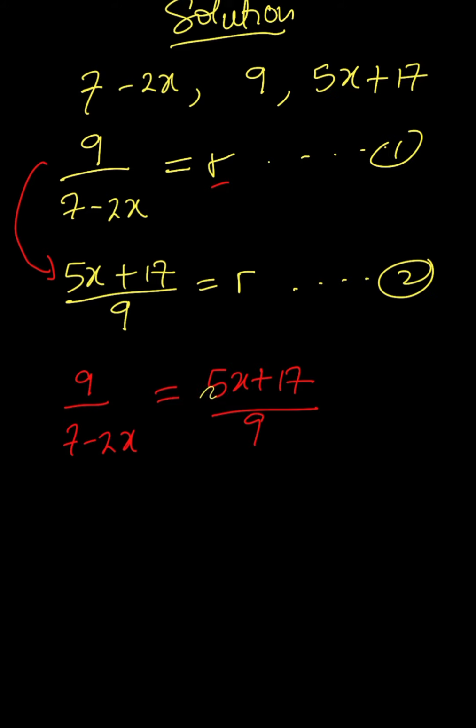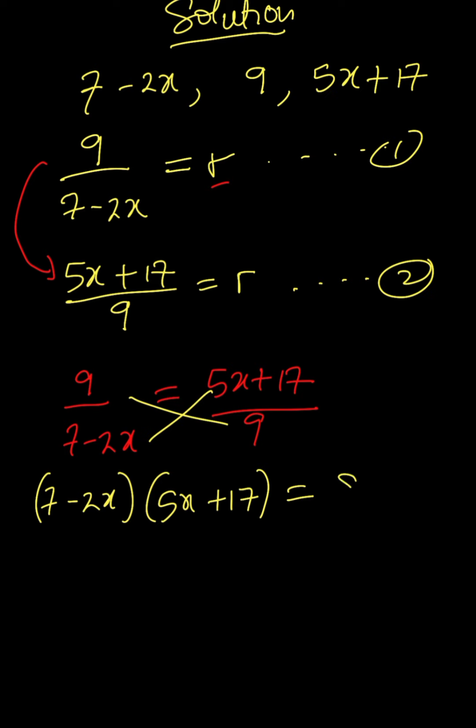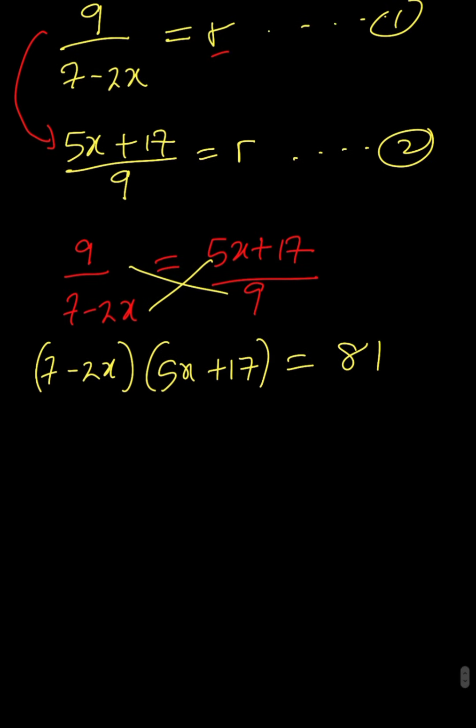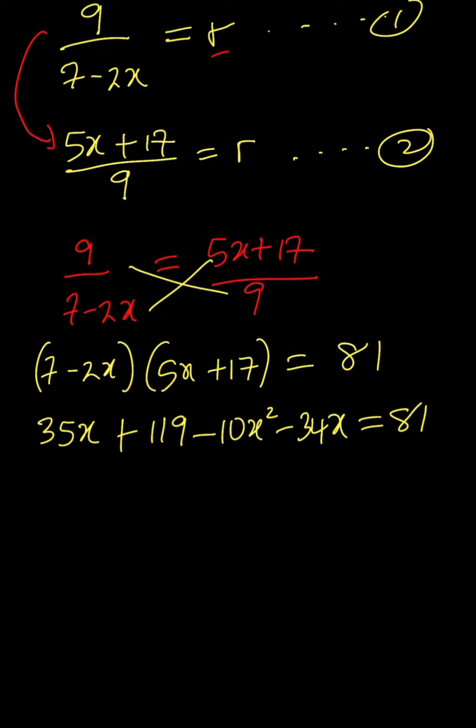If you cross multiply, you will see that this will times this. We have 7 minus 2x into 5x plus 17, everything equal to 9 times 9, that will give us 81. Then 7 times 5x is 35x. 7 times 17 will give us 119. Minus 2x times 5x is minus 10x squared, and minus 2x times 17 is minus 34x. Everything equal to 81.